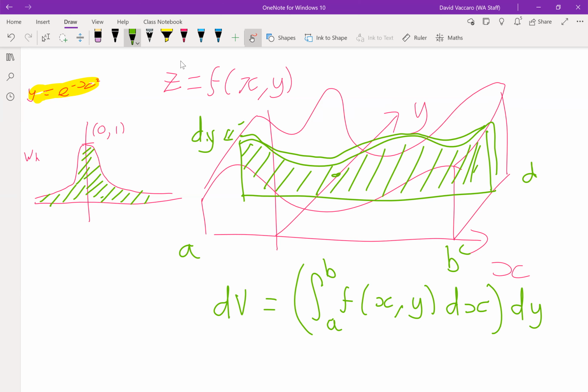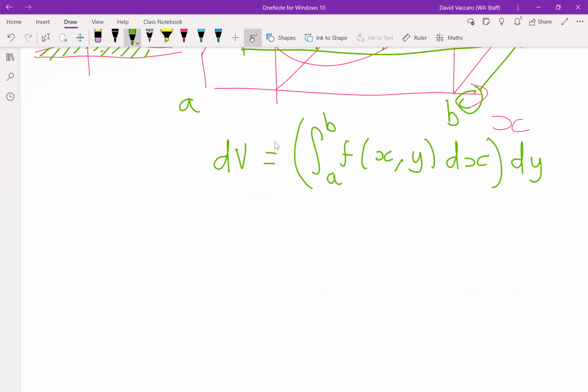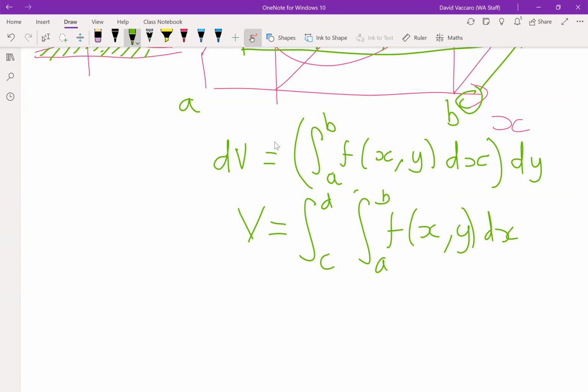Now then, to get the total volume, I need to add the volume of all of those little slices. The mathematical operation to do that is to take the integral across the different values of y. So if I now integrate my y values from c to d of the integral from a to b of f of x, y dx, with respect to dy, I get the volume. And it's worth noticing here that I treat this y just as if it's a constant.